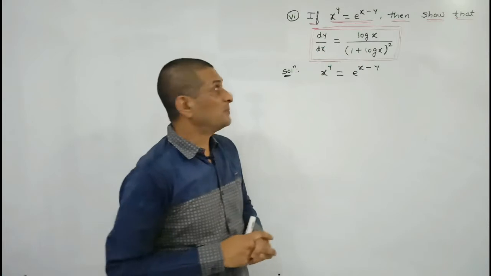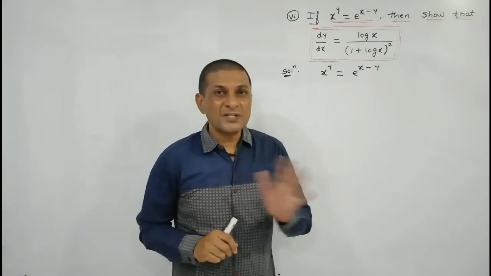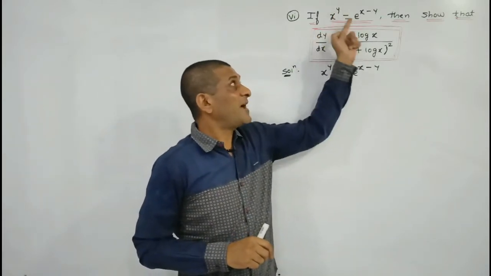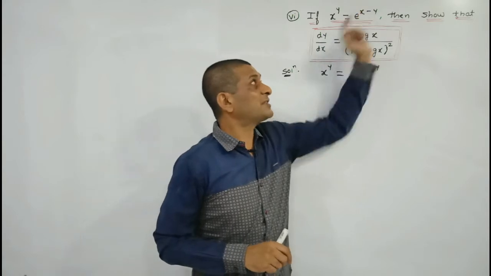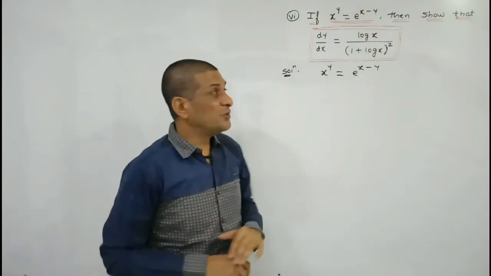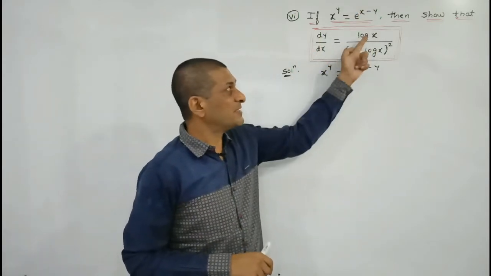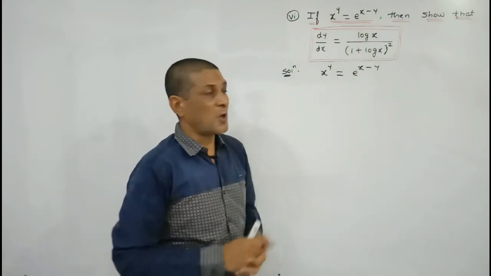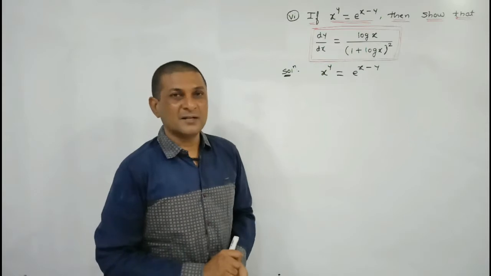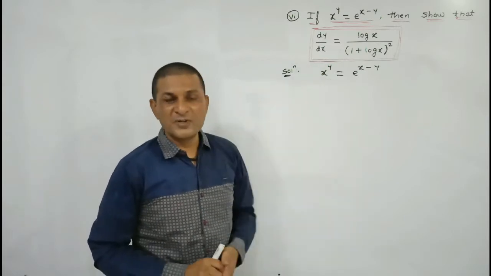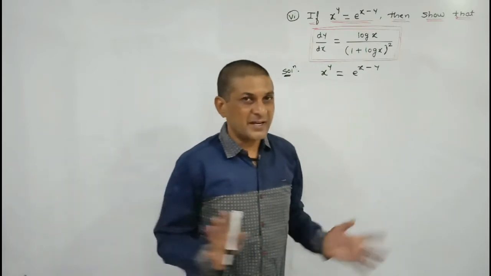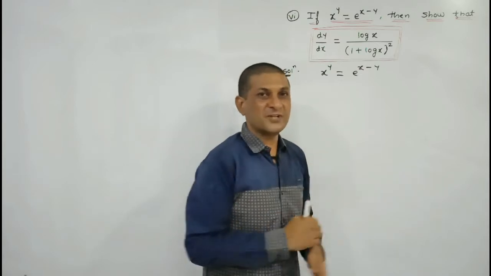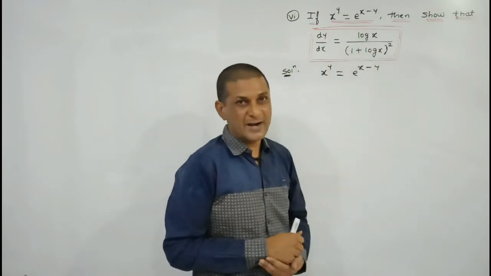See the example number 6. In this example, what is the given function? x raised to power y is equal to e raised to power x minus y, using which we have to show that the value of dy by dx is equal to log x upon (1 plus log x) whole square. Okay, so first we have considered the given function. Let us simplify it, and finding differentiation we will try to get our required result.